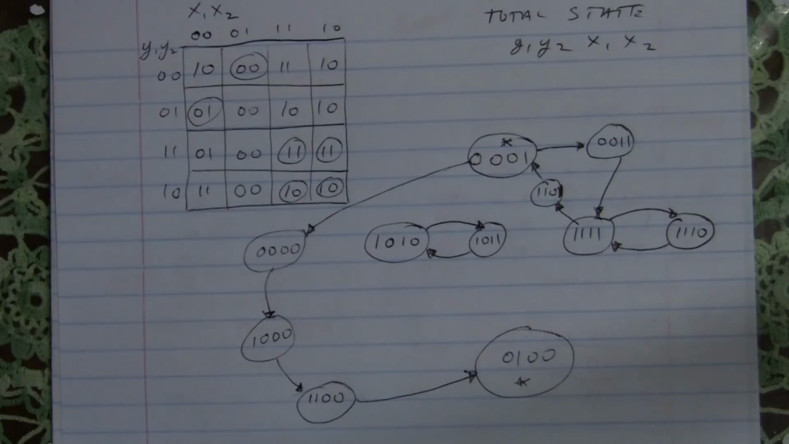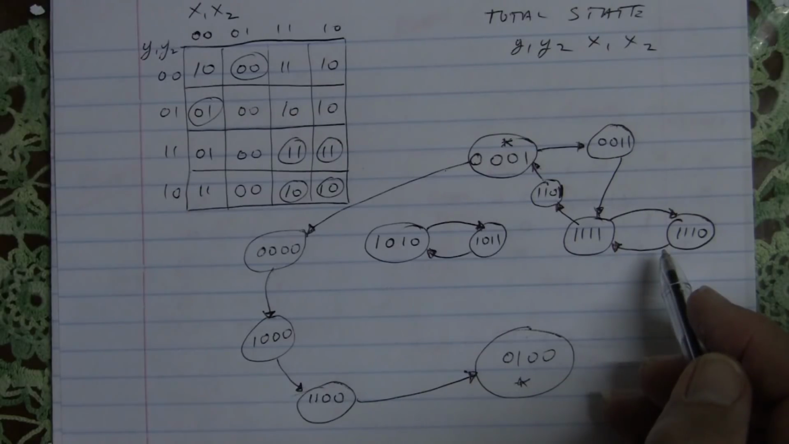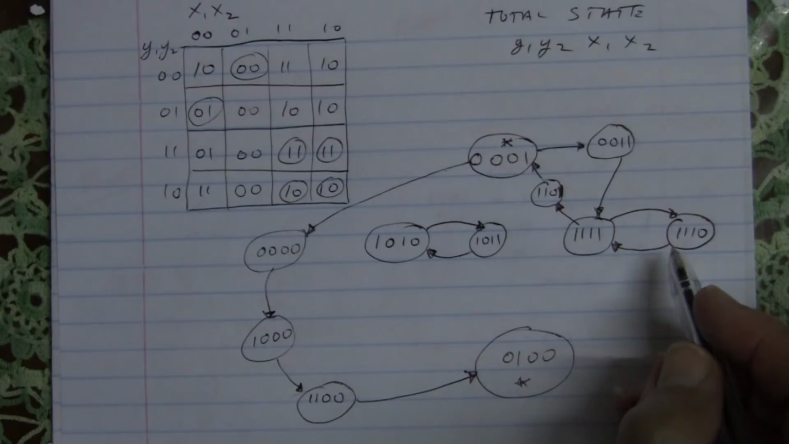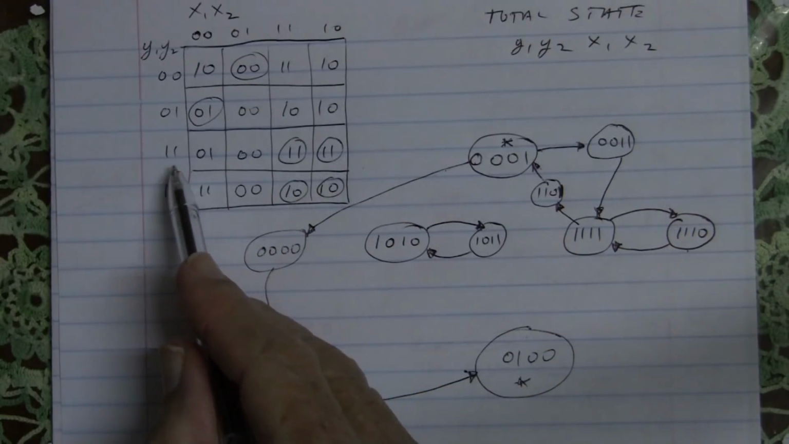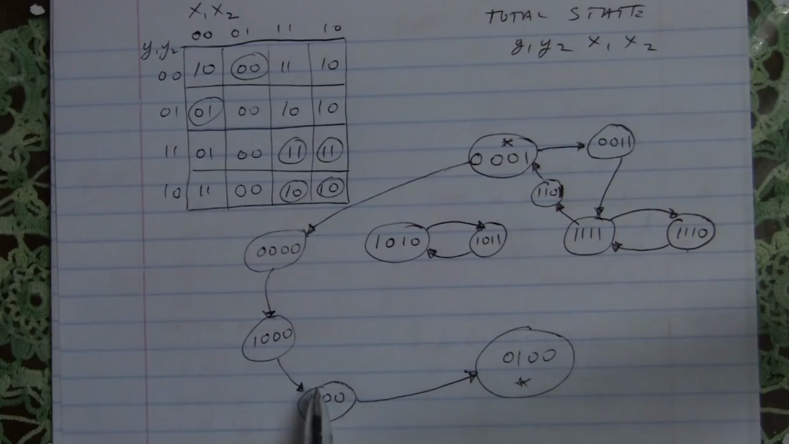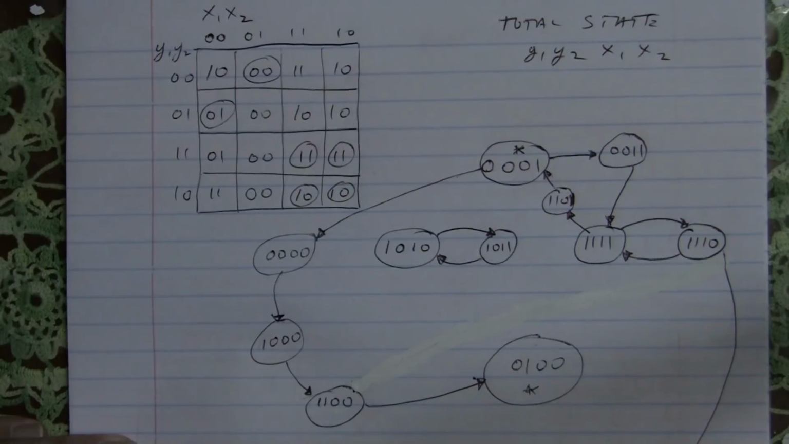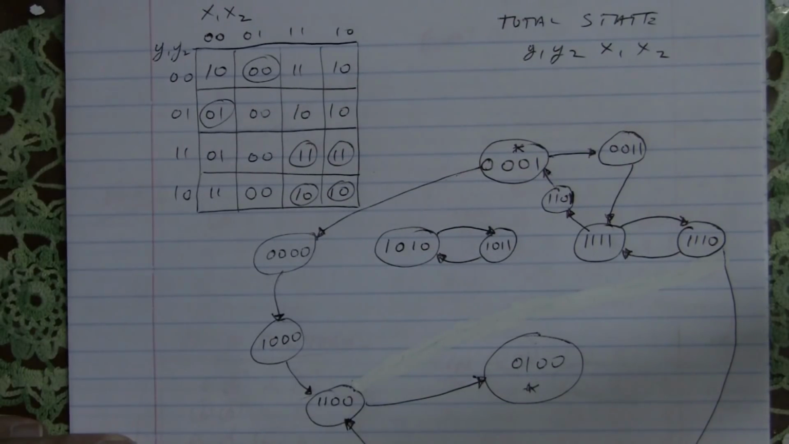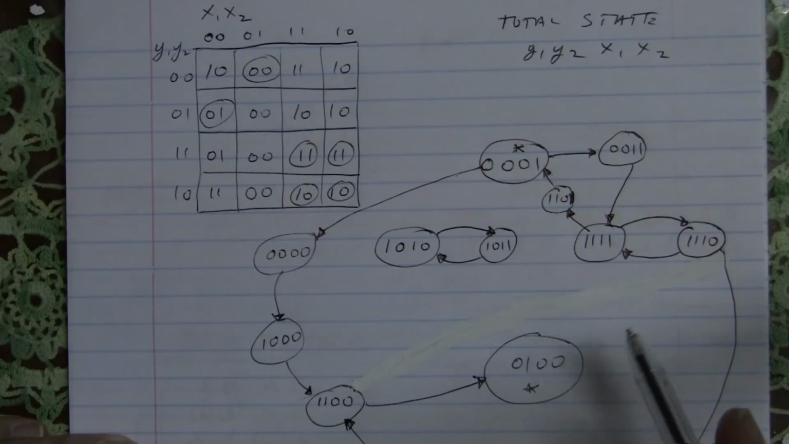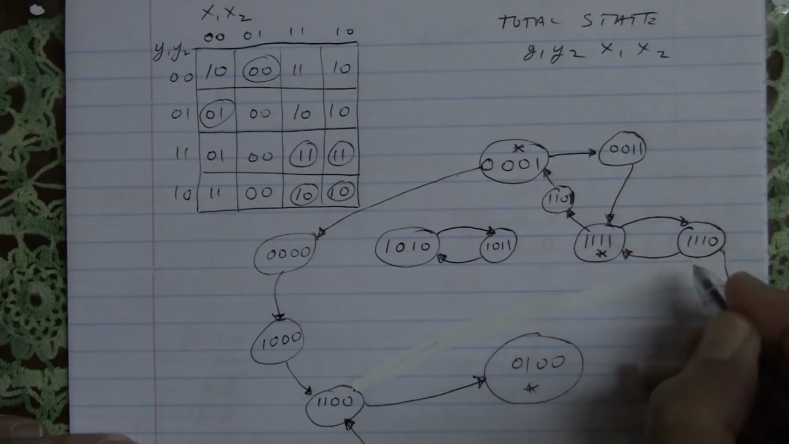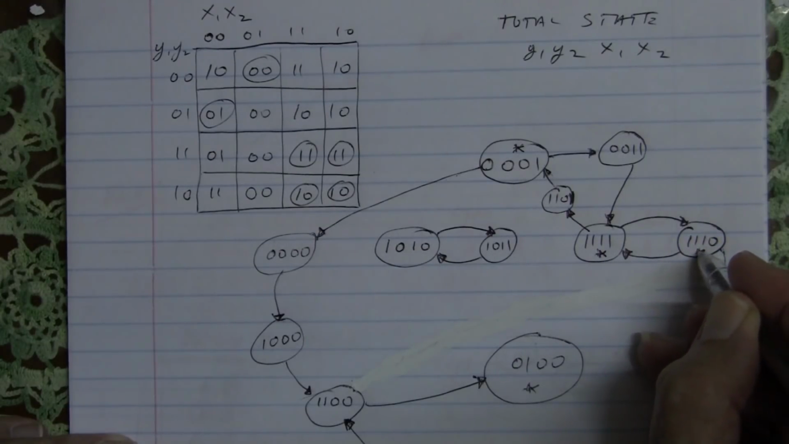Now, what happens next is that we have this 1111 going to 1100, but we've got that here already. So that takes care of that stable state pair. And we've taken care of, let us put little asterisks there to let us know that those are stable states.